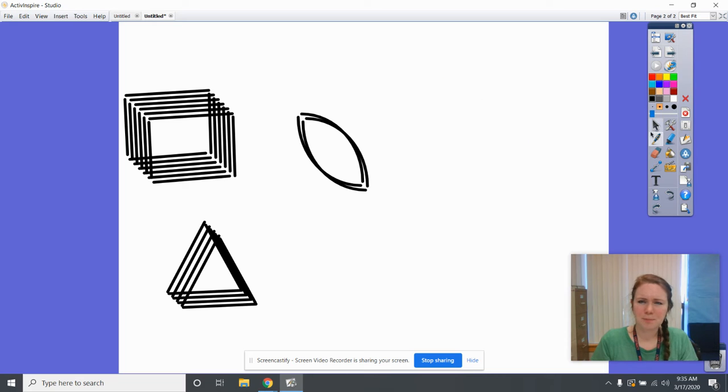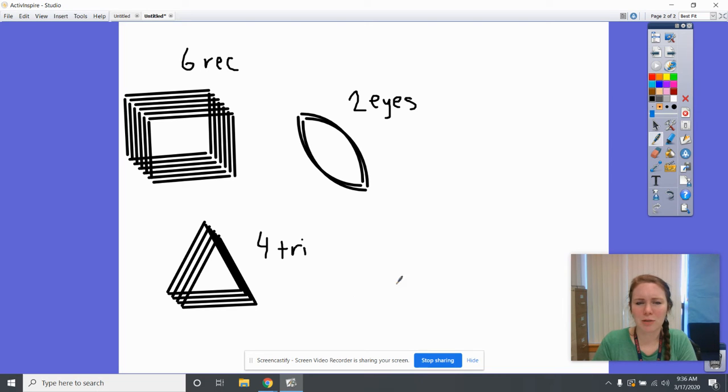So what I have here is a whole bunch of rectangles, triangles, and eyes, is I guess what I'm looking at them. So we have a total of 1, 2, 3, 4, 5, 6 rectangles. And 1, 2, 3, 4 triangles. And 1, 2 eyes. And I say, hey, I have all of these shapes. What's the probability that I draw a triangle?